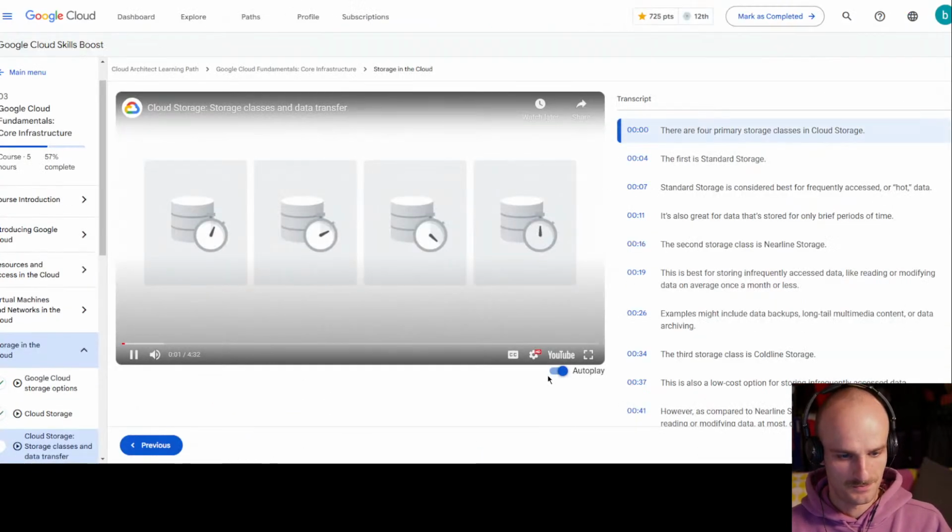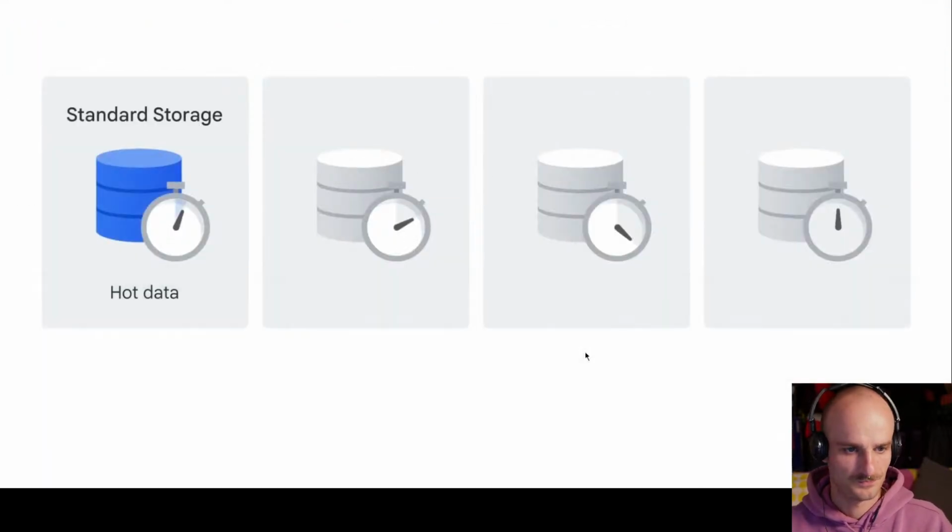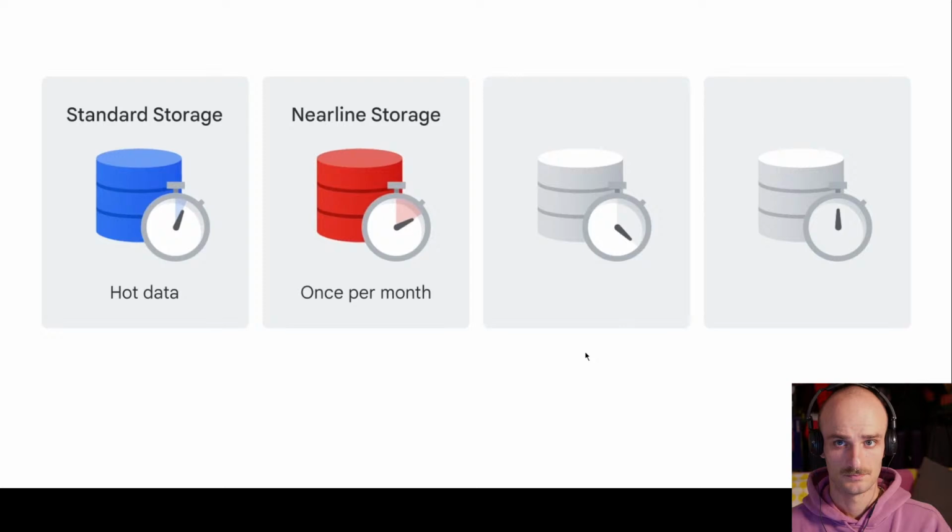There are 4 primary storage classes in cloud storage. The first is standard storage. Standard storage is considered best for frequently accessed or hot data. It's also great for data that's stored for only brief periods of time. The second storage class is nearline storage.